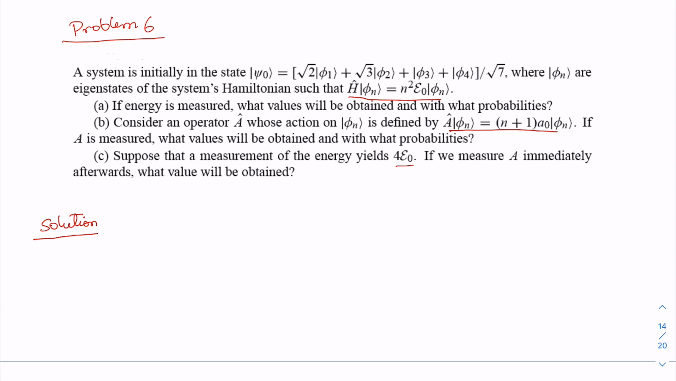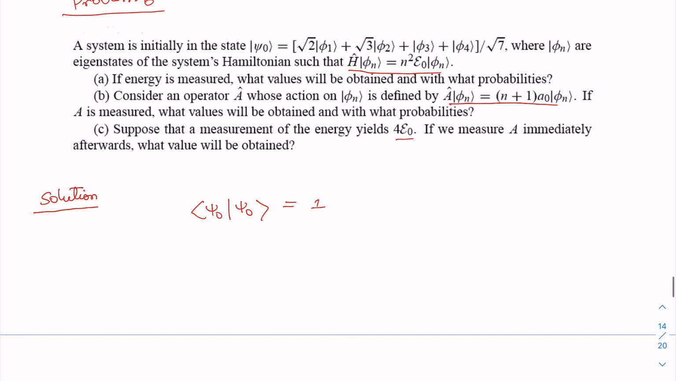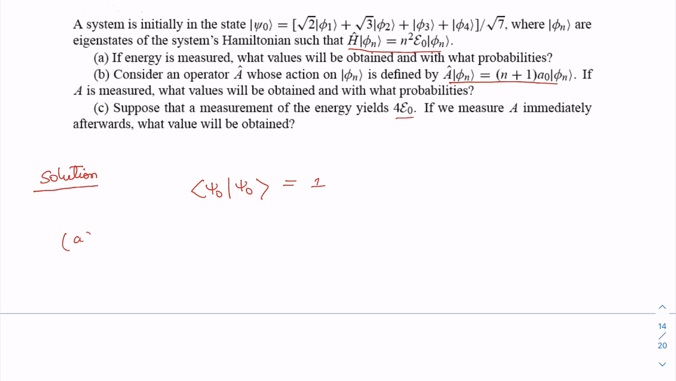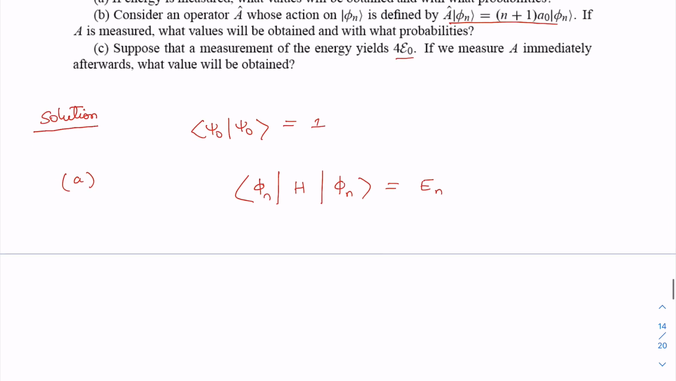One thing you can immediately notice is that this state psi 0 is normalized. Right, that is quite obvious. If you add it up, you will see that psi 0 is already normalized. So now if an energy measurement is done, then it's going to give us the value En. So what would that be?